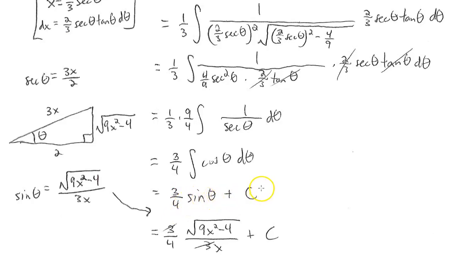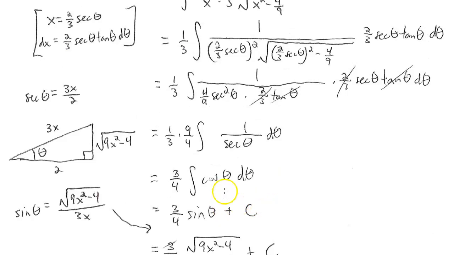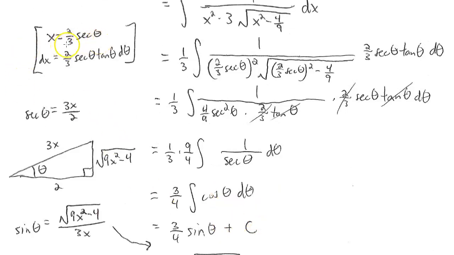And again, we're not done because we have to go back to x's. So what do we have? Well, if we look at our substitution here, x equals 2/3 secant theta. What is secant theta? You can multiply both sides by 3 and divide by 2. Secant theta is 3x over 2. So if secant theta is hypotenuse over adjacent, we're going to put the 3x here and the 2 there. And then this side will be the square root of 3x quantity squared, so that's really 9x squared, minus the 2 squared, so minus 4.